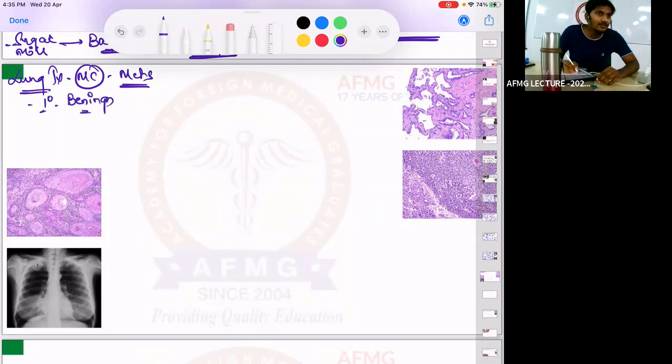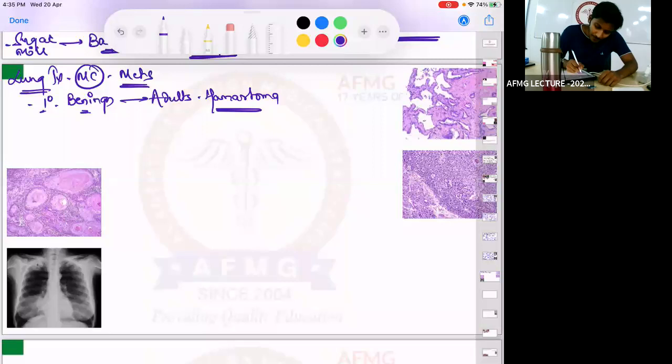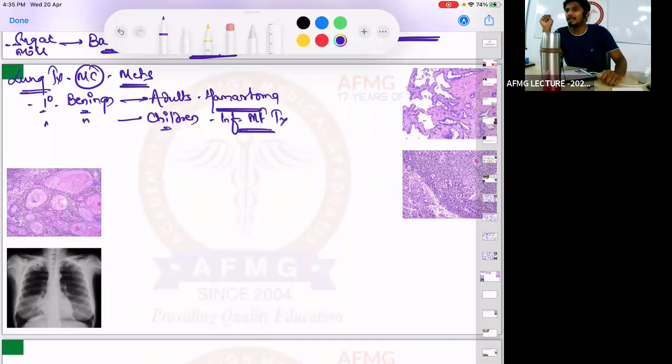Most common primary benign lung tumor in adult, answer is hamartoma. Most common primary benign lung tumor in children, inflammatory myofibroblastic tumor.